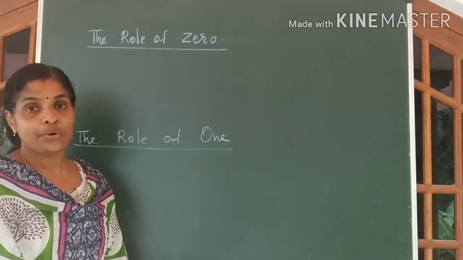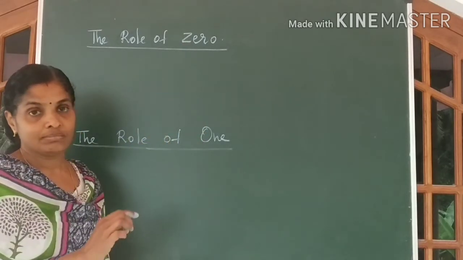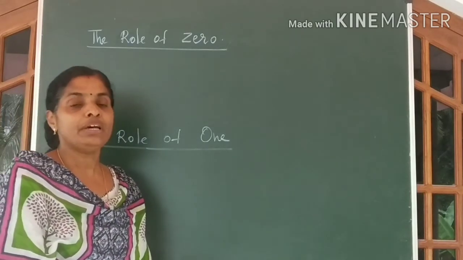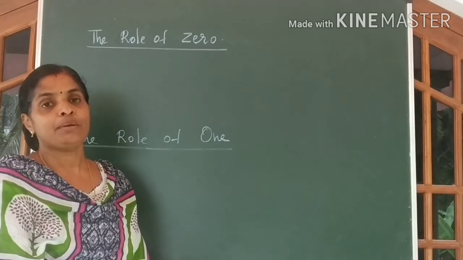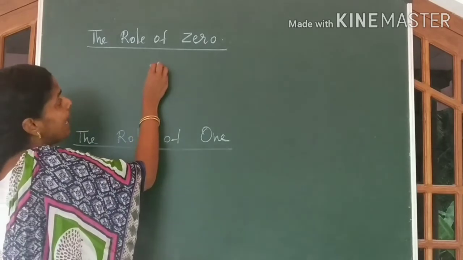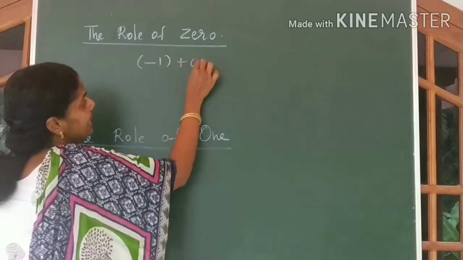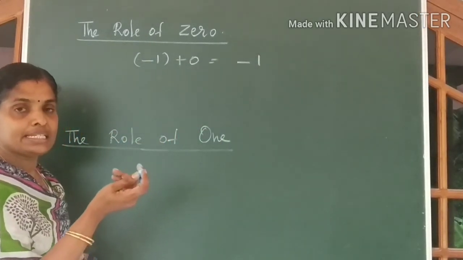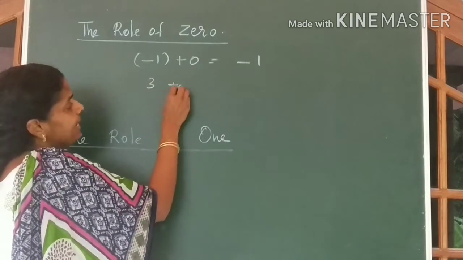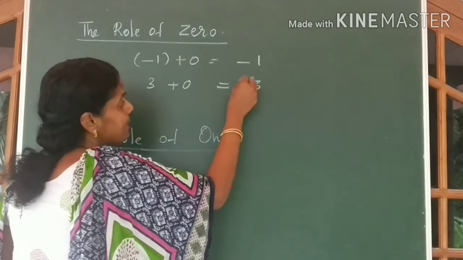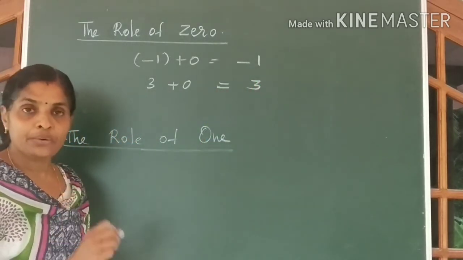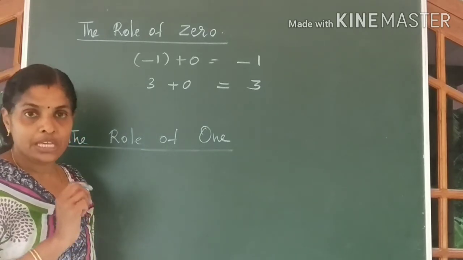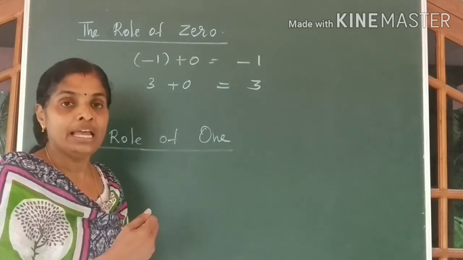Let us look at the role of 0 and 1. See, this number 0 has a peculiar property. Whatever number you add to 0, you get back the number. For example, if you add -1 to 0, you get back -1. And take a positive number. 3 added to 0 gives back the number 3 itself. So we call 0 the additive identity for all rational numbers.